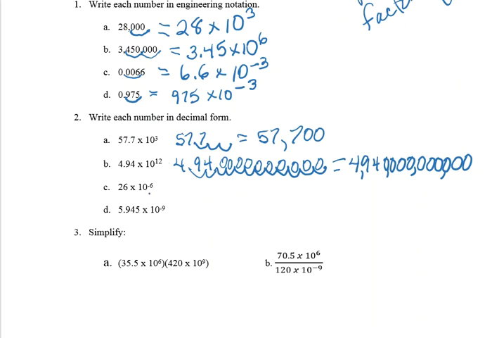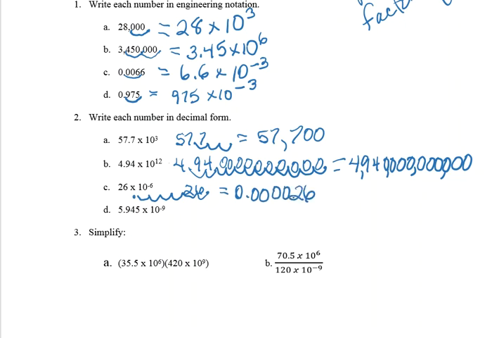Here I have 26 times 10 to the negative 6, so it's a negative, so it means make your number smaller. Right now 26, the decimal is at the end after the 6. We're going to move 6 places to the left. That makes it smaller. 1, 2, 3, 4, 5, 6. I have 1, 2, 3, 4 empty spots. 1, 2, 3, 4 zeros for those 4 empty spots.